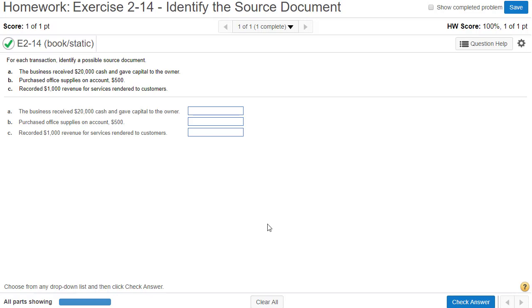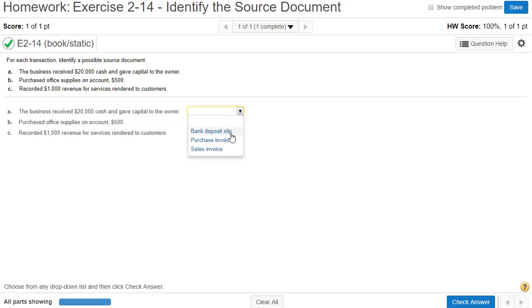Exercise 2-14, we're going to identify the source document. Now, when we are entering journal transactions, we don't have a simple little sentence or paragraph that says something like, the business received $20,000 cash and gave capital to the owner. You're going to get a piece of paper, which is a business document, and it's going to, in effect, tell you that. So what we're trying to figure out here is, what kind of real life source document, in other words, business form, would we get that would let us know that a business owner has invested $20,000 cash?